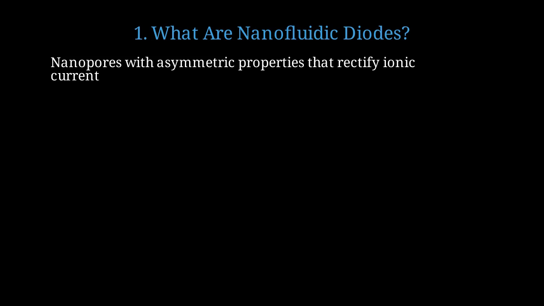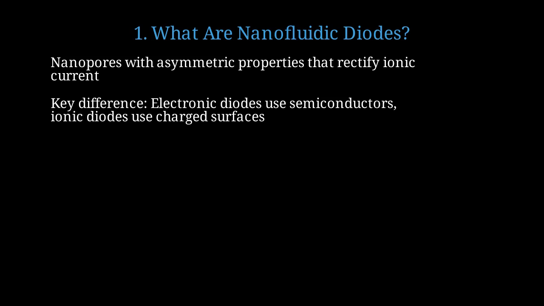Nanofluidic diodes are nanoscale pores with asymmetric properties that allow ions to pass more easily in one direction than the other, rectifying ionic current. The key difference is that electronic diodes use semiconductor materials, while ionic diodes rely on charged surface interactions with ions in solution. In the forward direction, cations are attracted through the negatively charged pore easily, but in reverse, anions are repelled, creating the diode effect.